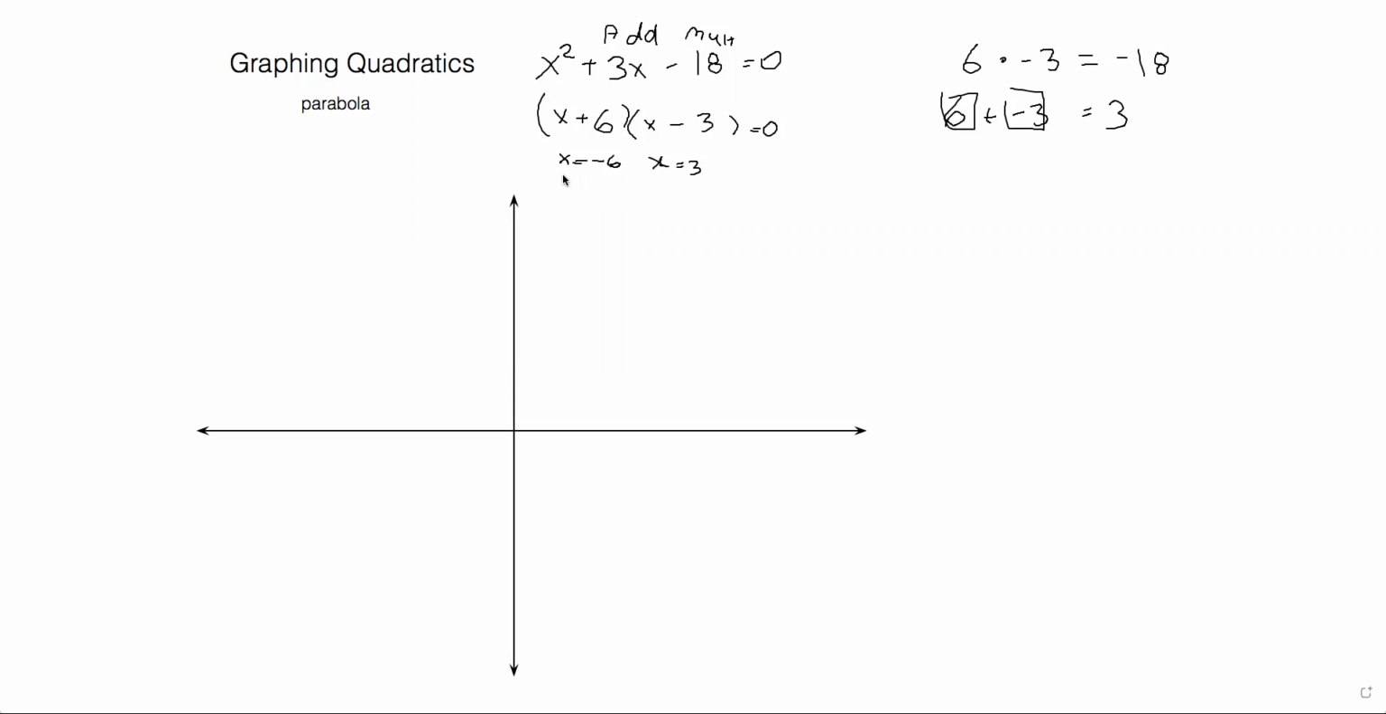So these happen to be our x-intercepts. These two numbers, negative 6 and 3, happen to be our x-intercepts. They happen to be the place where our parabola crosses the x-axis. So we want to plot both of them on the plane.